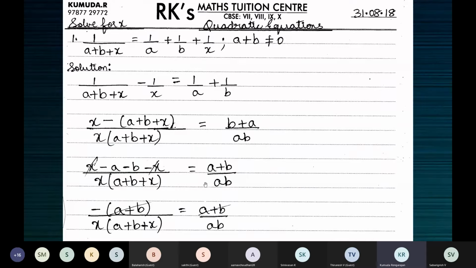Then you see x and minus x cancels. Now when you look at the numerators, this is a plus b, this is minus a minus b. So when you take out a minus common, this can be written as minus of a plus b. So we do that and we cancel the numerators on both the sides. See, we are solving for x. We are not solving for a or b. So you can cancel a plus b on both the sides. We should not cancel x. We can cancel a plus b.